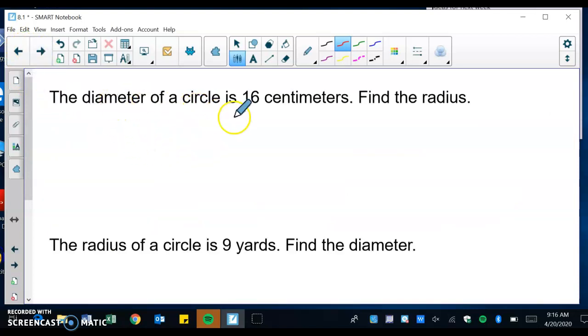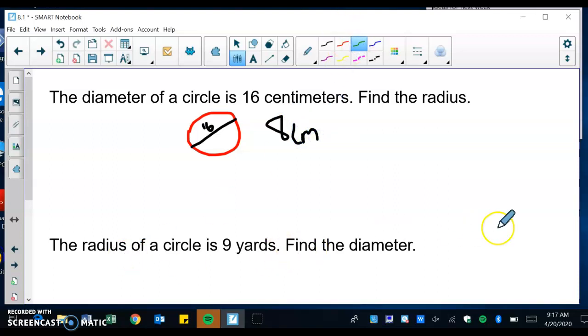If the diameter of a circle is 16 centimeters, find the radius. So that means you have a circle with a diameter, let me draw it in black, from one point to the other, which is 16. So you want half of that. So 16 divided by 2 would be 8 centimeters.